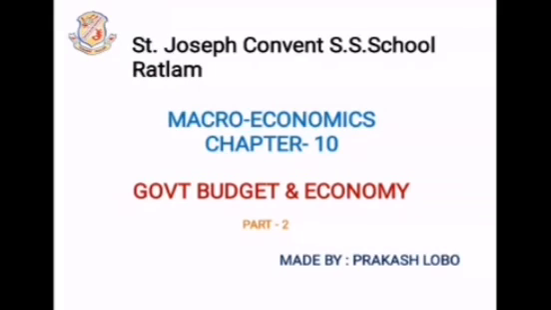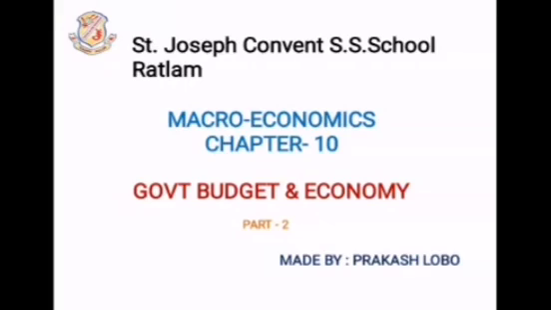Under the government budget, there are various objectives which we had seen in the first video, which are basically GDP growth, allocation of resources, provision of public goods, redistribution of income and wealth, balanced regional growth, employment opportunities, and economic stability. This I had explained to you in the first part of government budget and economy.